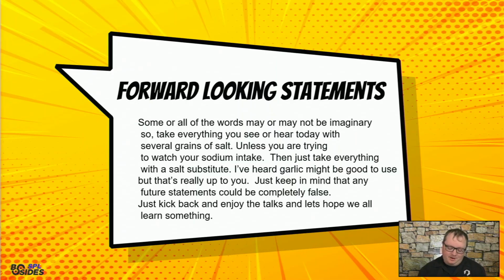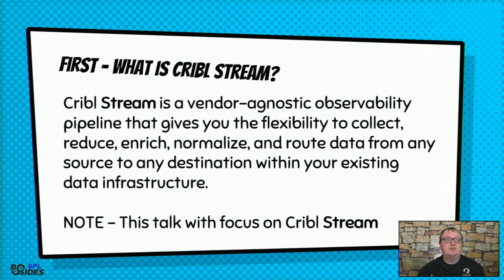All right, now for the talk, we're going to be talking about Cribl Stream. So I'm just going to read the slide for you. What is Cribl Stream? Cribl Stream is a vendor agnostic, which is important because this is a Splunk B-Sides talk. So how did Cribl get in here? It's an observability pipeline that gives you flexibility to collect, reduce, enrich, normalize, and route data from any source to any destination within your existing data infrastructure.